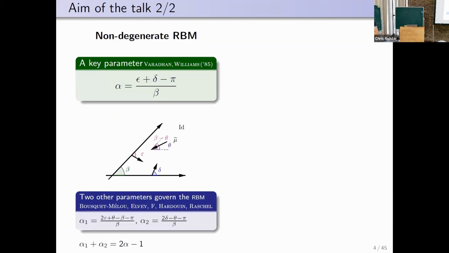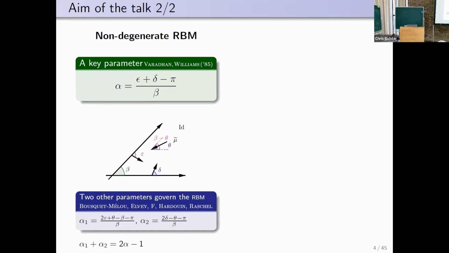So the second aim of the talk is to generalize some parameters introduced by Varadhan and Williams a few years ago, which is called alpha, and maybe you know it, which depends on the angles of reflection, epsilon and delta, and the angle of a cone. And a lot of properties depend on the value of this parameter. Recently, with some other co-authors, we also introduced two other parameters in the non-degenerate case, which we called alpha 1 and alpha 2. And some properties depend also on the value of alpha 1 and alpha 2.